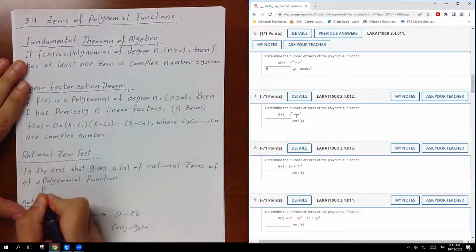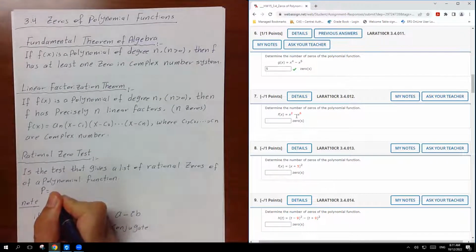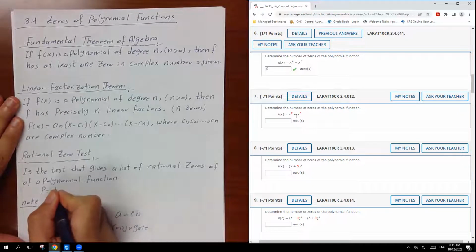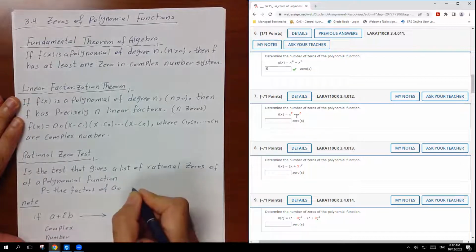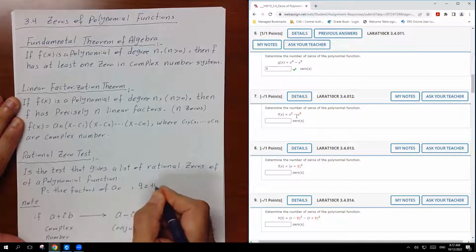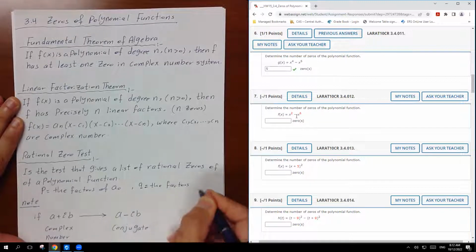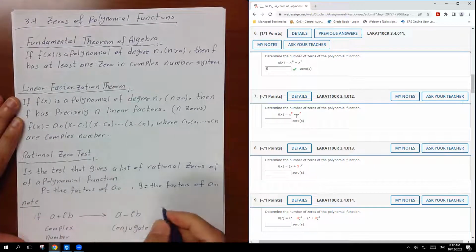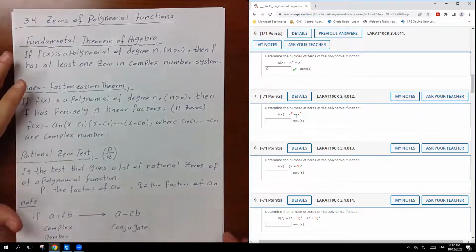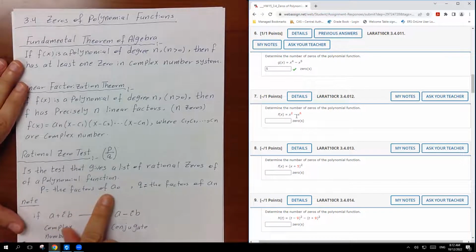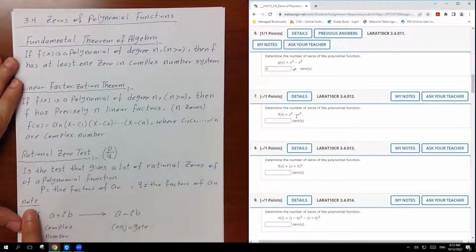So I'm going to say p equals the factors of a naught, which is the constant, and q is the factors of a_n. All the possible zeros are going to be p over q. Let's write down here, p over q. These are all possible zeros, and when we do examples, it's going to be easier for you to find these possible zeros. But keep in mind, p is the factors of a naught, and q is the factors of a_n. Note here, if this is a complex number, the other one is the conjugate, and the opposite is also true.